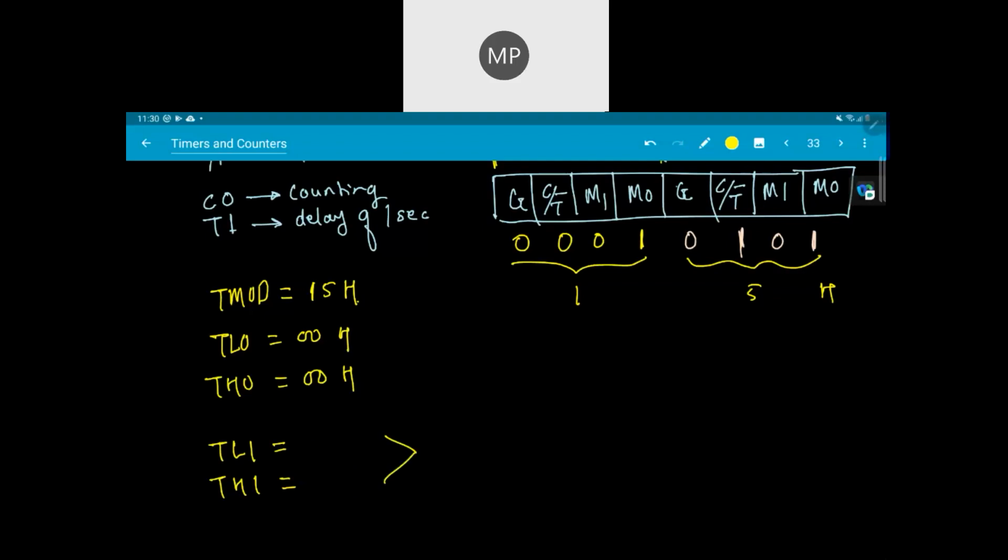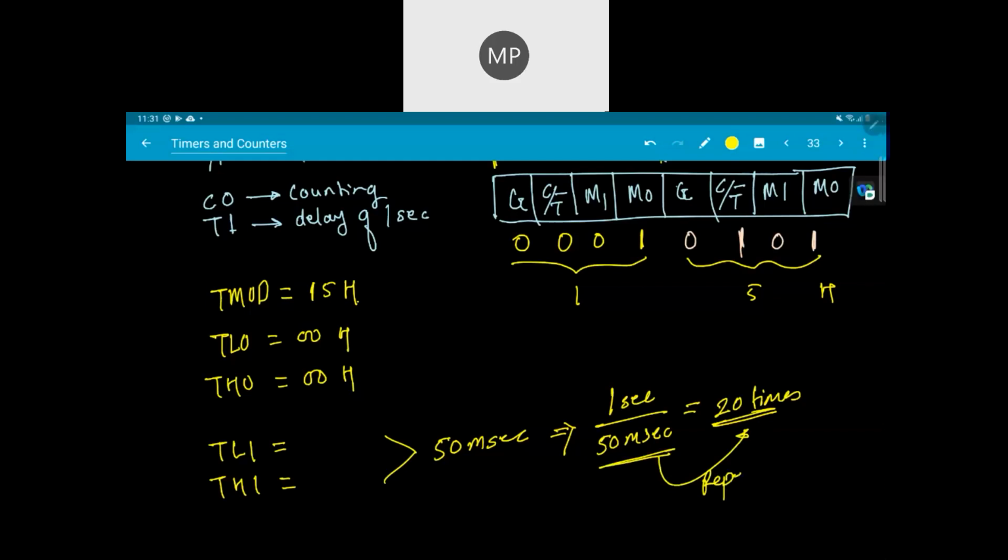Instead we load TL1 and TH1 such that we'll get a delay of 50 milliseconds, right? So once we get the delay of 50 milliseconds, if we divide 1 second by 50 milliseconds, ultimately we can repeat this 20 times. The 50 millisecond delay we need to repeat 20 times, so as to get a delay of 1 second, right?